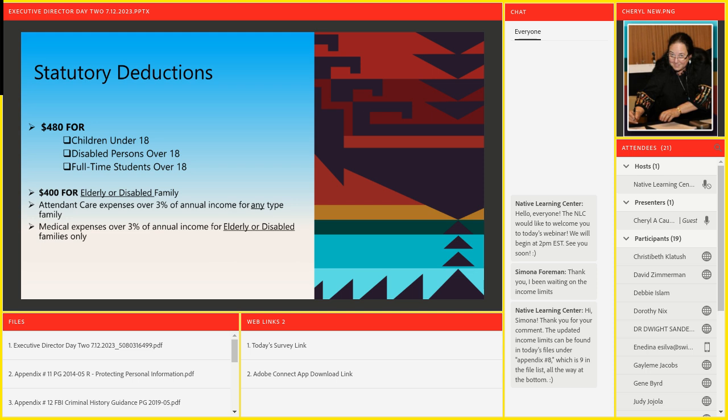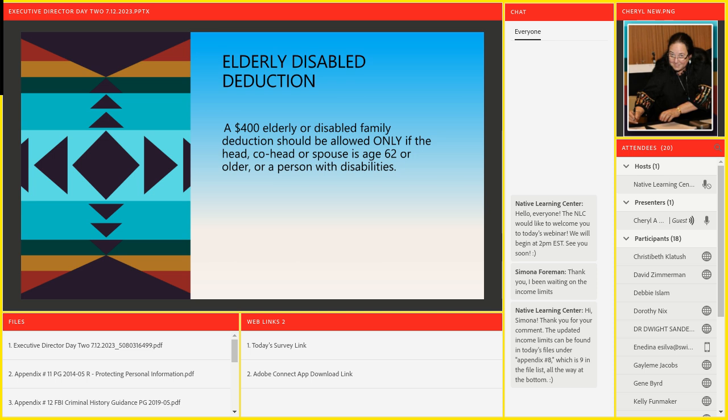Medical expenses, okay, that's another 3%. Medical expenses over 3% of annual income. And this is only for elderly or disabled families, okay? So it's really important that your staff that does these calculations understands this.